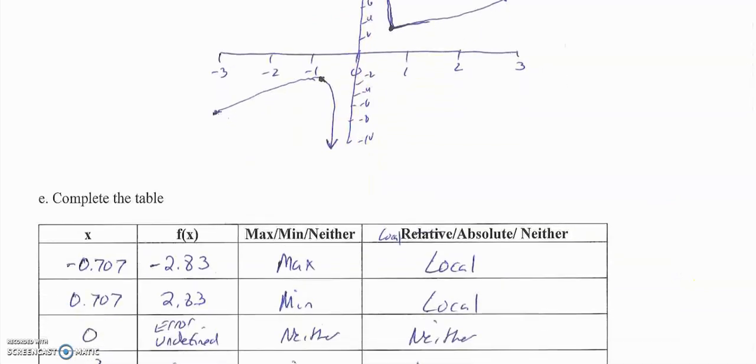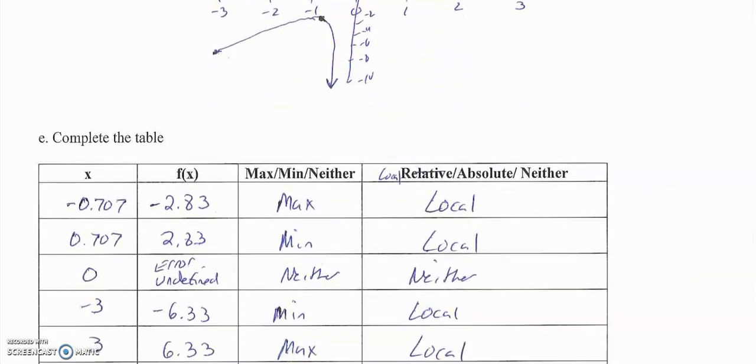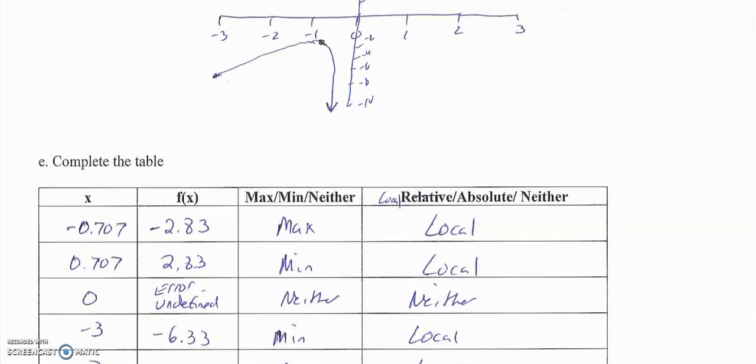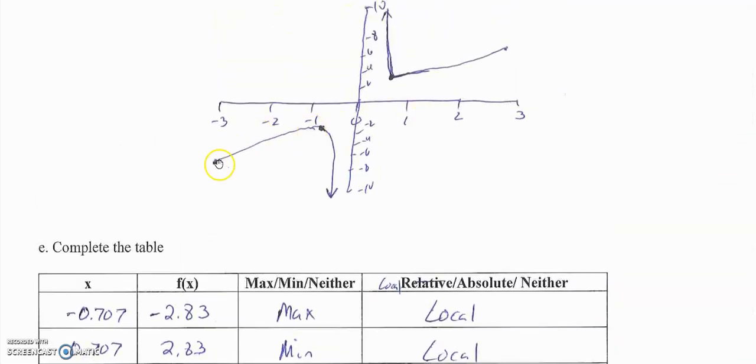If you look at negative 3, comma negative 6.33, and 3, comma 6.33, at negative 3, we have a minimum, but since this graph goes down forever, it is not an absolute minimum, it would be a local minimum. And at 3, we have a maximum, but it's not the highest point because the graph goes up forever, so it would be a local maximum.